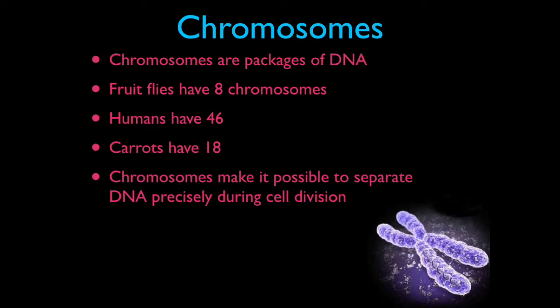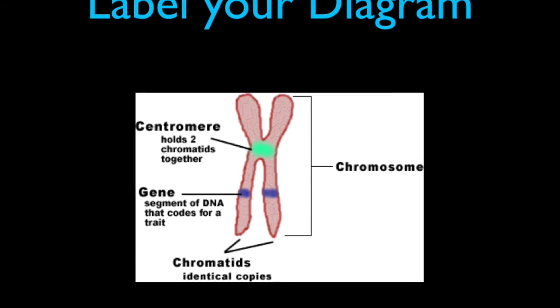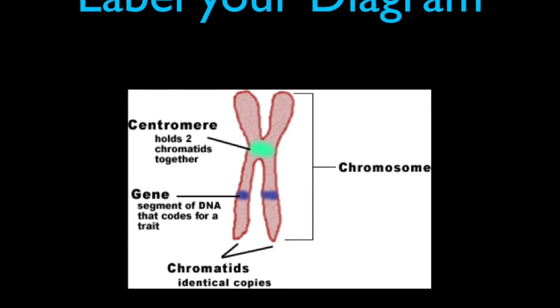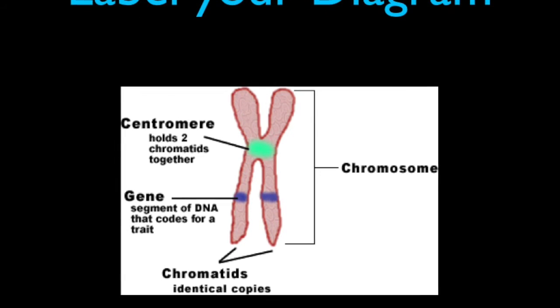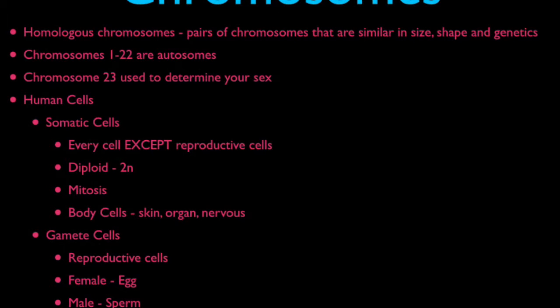Chromosomes make it possible to separate DNA precisely during cell division. Using the picture below, I want you to go through and label the chromosome correctly. You also need to describe each of the parts that have been given. Like I just said, humans have 46 chromosomes, which is 23 pairs. You get 23 from your mother and 23 from your father.